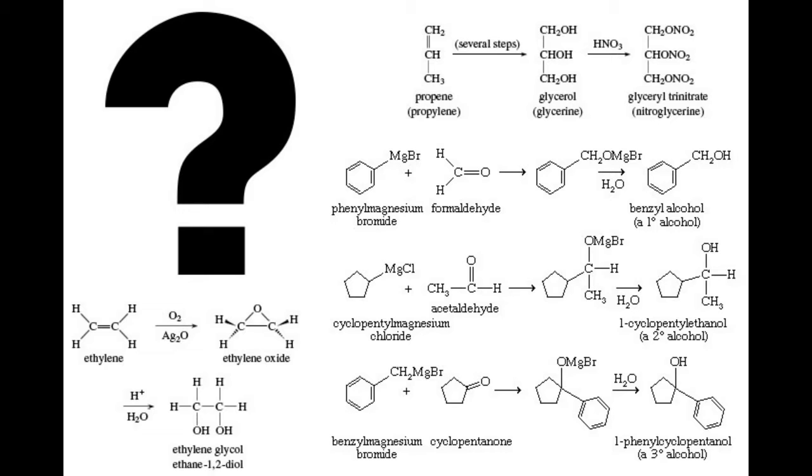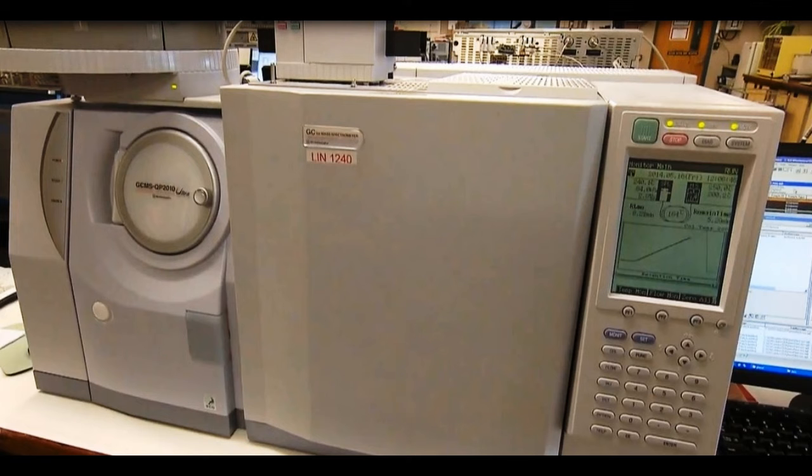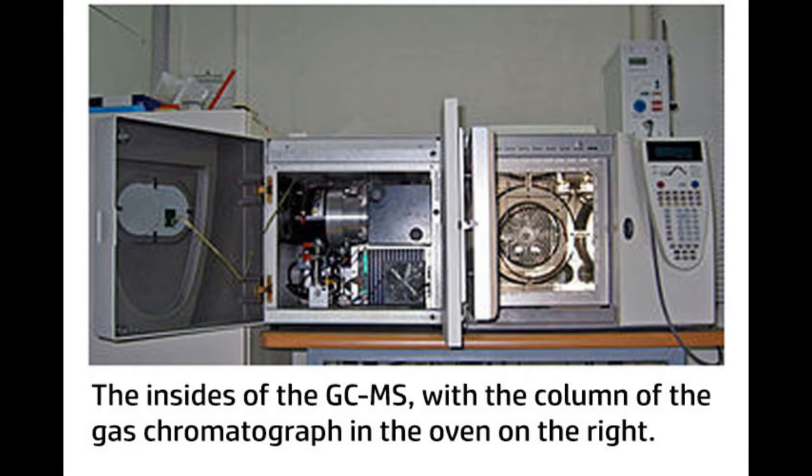To perform these analytical techniques in a laboratory, a GCMS instrument is used. It is composed of two major building blocks: the gas chromatograph and the mass spectrometer. But the question is, how does this GCMS work inside the laboratory?